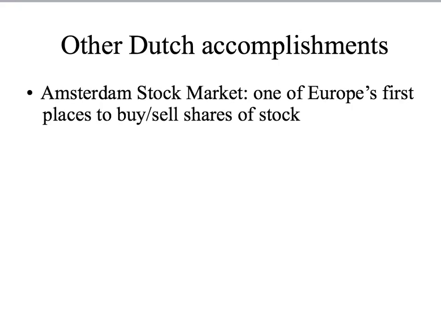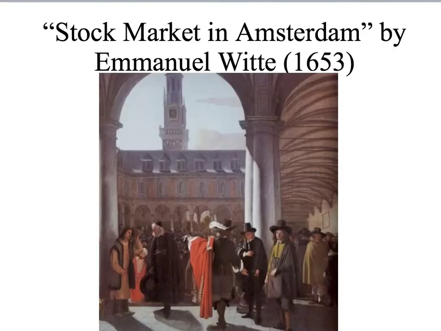Now, the Dutch are known for many things during this time period. The first is that they are one of the first countries in Europe to have a stock market, and this is in Amsterdam. So this is a place where Europeans could very easily buy or sell shares of stock. This is a famous painting from this period in Dutch history called Stock Market in Amsterdam by Emmanuel Witte. Notice all the cool hats.